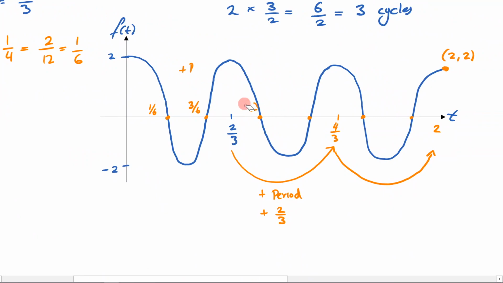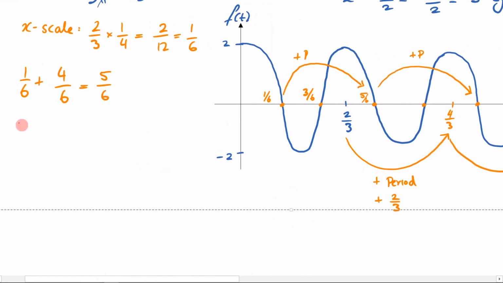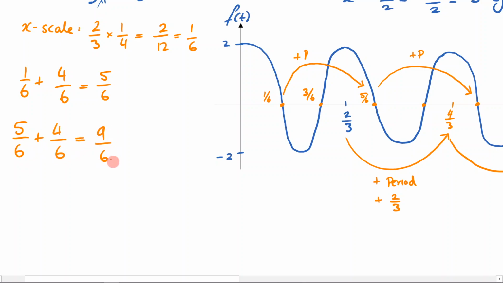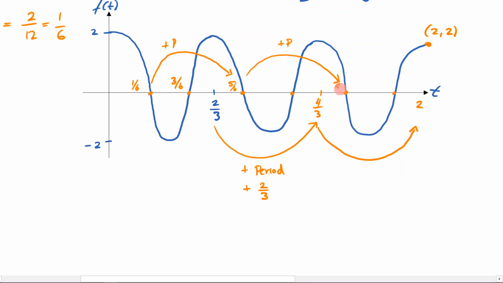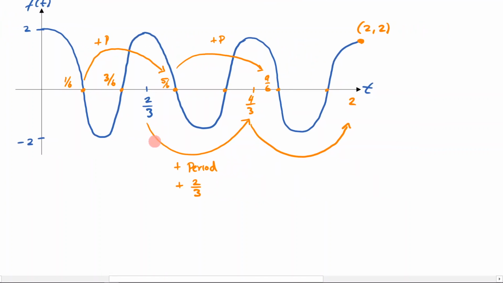Let me do this a bit differently. So what I did is I took this, and this is going to be 5 on 6. And then, as you can see, it's also one period away to get to my next one here. Again, I'm going to add my period to it. So this time, I'll take 5 on 6 and add the period again, 4 on 6, which is going to take me to 9 on 6. So this will be 9 on 6. Let's see if we can do that again. 9 on 6 is going to be there. So I added a period there. And then, that's it.